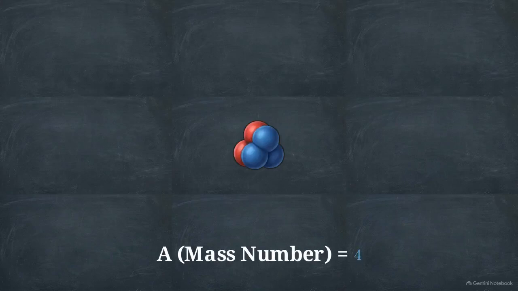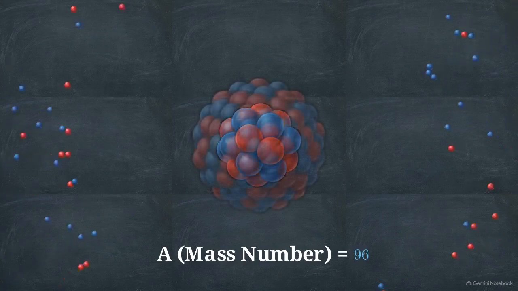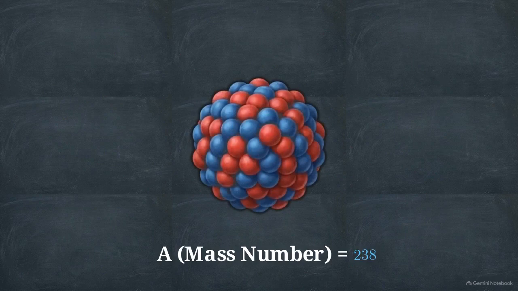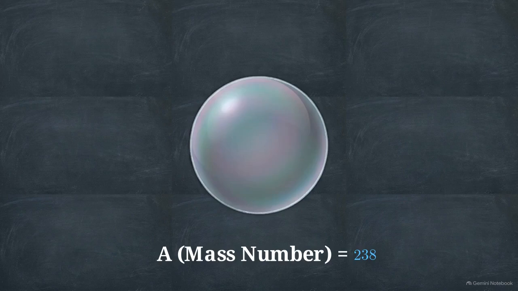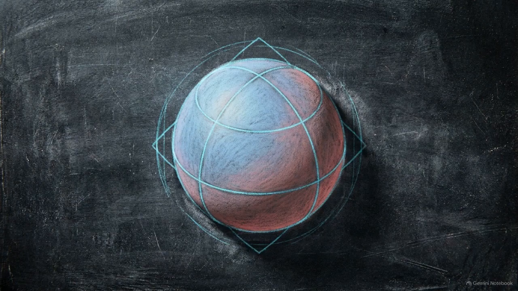A nucleus is built from tightly packed protons and neutrons, collectively called nucleons. The total count of these nucleons is the mass number, represented by the variable A. As more nucleons are added, the nucleus occupies more space. Because these nucleons pack together tightly and attract each other equally, the structure naturally settles into the most efficient three-dimensional shape, a perfect sphere. This packing model leads to a foundational rule.